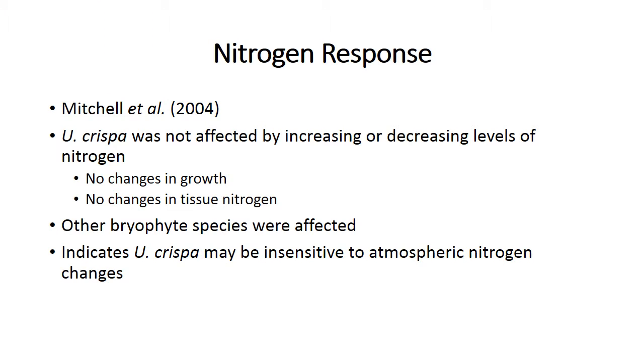So Mitchell et al. in 2004 studied the nitrogen response of Ulota crispa. What they showed was that Ulota crispa was not as affected by increasing or decreasing levels of nitrogen as other mosses. There were no changes in growth, there were no changes in tissue nitrogen. Other bryophyte species were affected. So this is a great indication that Ulota crispa may be insensitive to atmospheric nitrogen changes. These are very powerful results.